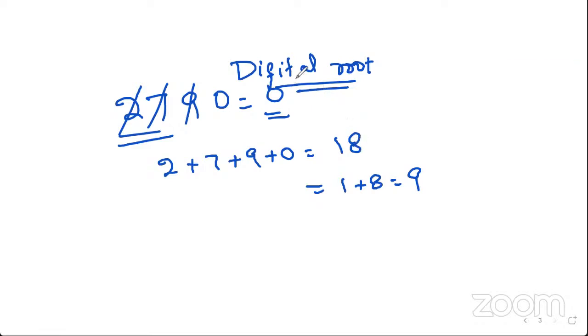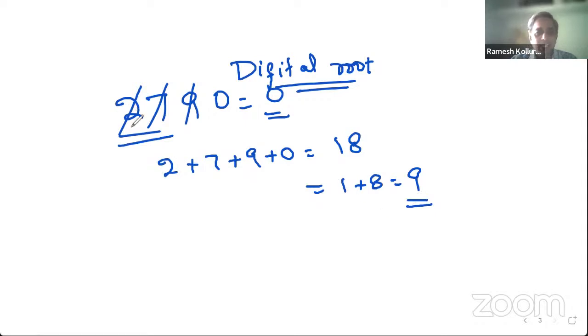Okay, so digital root is a technique in Vedic mathematics to find a single digit number, right? Any number is there. Suppose my number is 2790. What I have to do is add the digits, and whatever number I get, again some digits will be there. So I will add till I get a single digit number. That is called the digital root. In this case, the digital root is 9.